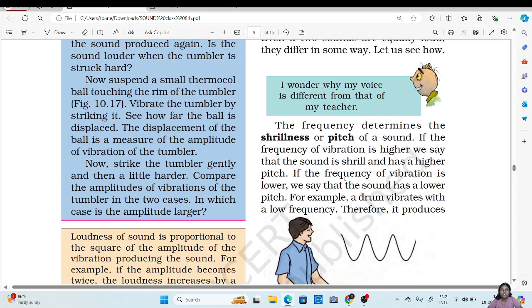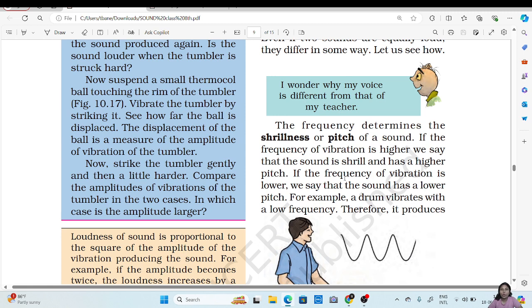Out of these two, which one is low pitch and which one is high pitched? Obviously the whistle will be high pitched. Its frequency will be very high. In that case, the sound is very shrill and it will have a high pitch. Whereas the drum produces a very bass like sound, a rough kind of sound.